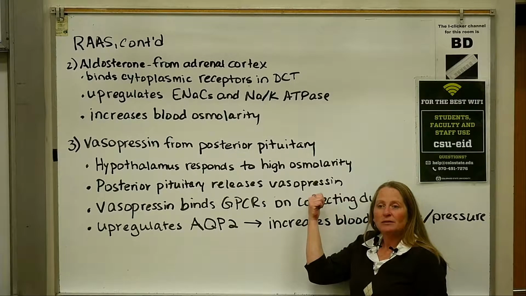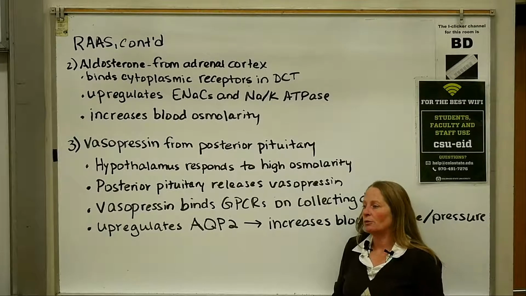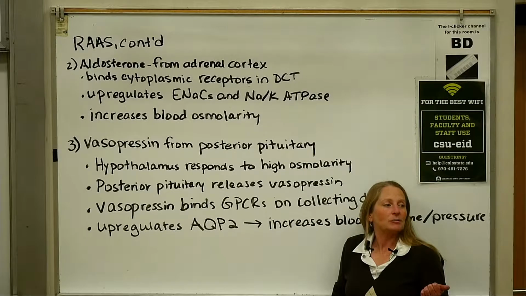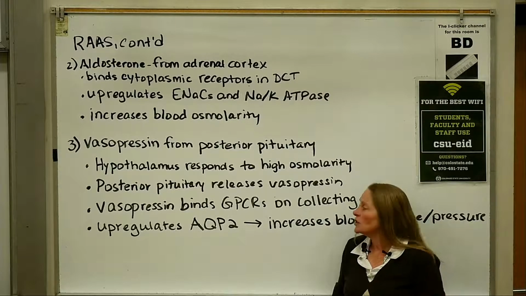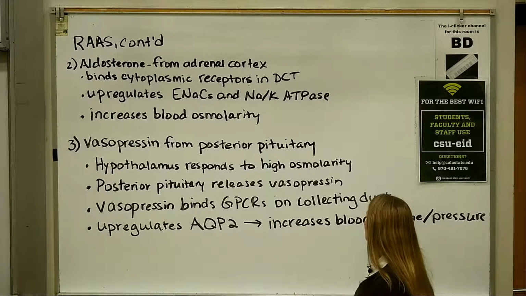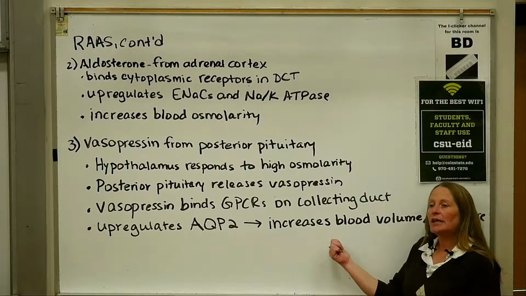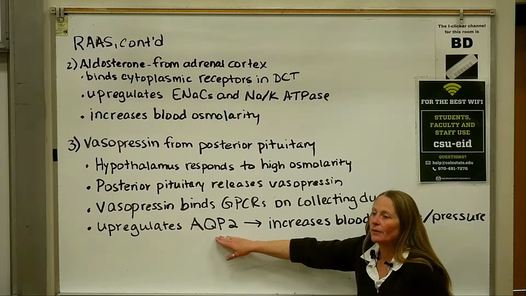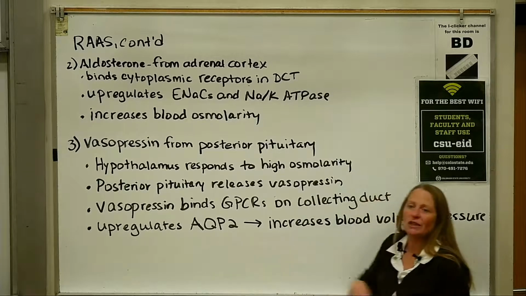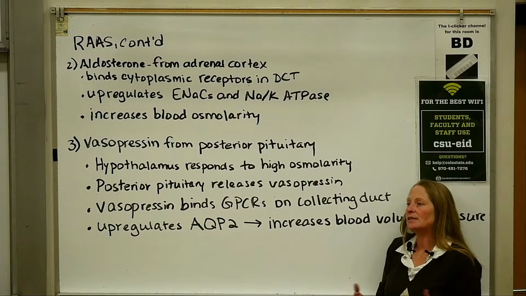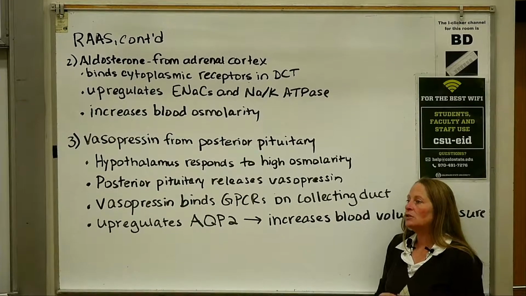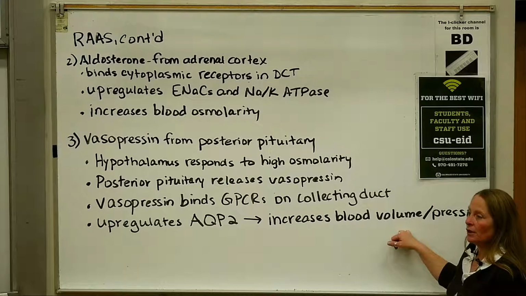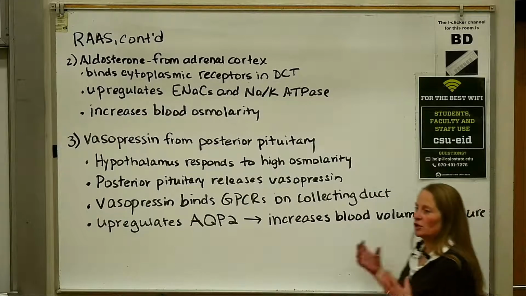This vasopressin, it's an endocrine hormone. It's going to go through your blood system. Eventually, it's going to get to the nephron, and it's going to find receptors on the collecting duct. So those GPCRs can bind to vasopressin, and it's going to cause an increase in exocytosis of these aquaporin channels. So you're going to put more aquaporin channels into your collecting duct epithelium. When you do that, you're going to move more water across, so you're going to increase your blood volume. Increasing the blood volume will help increase your pressure.